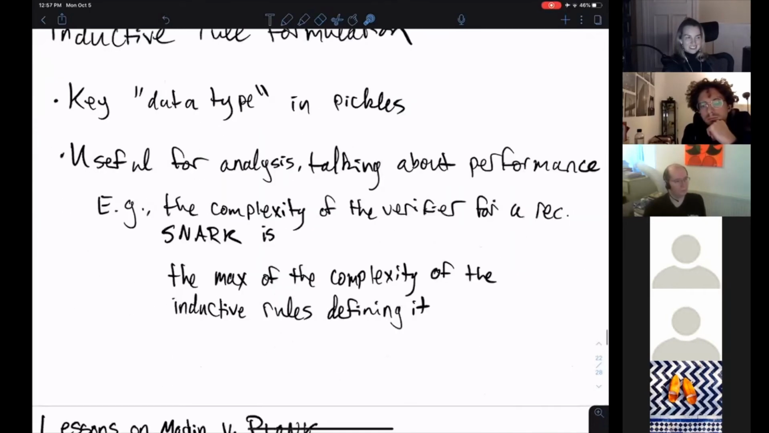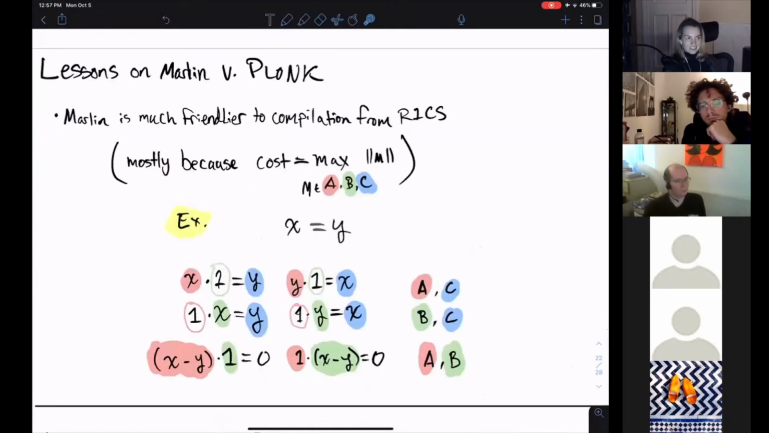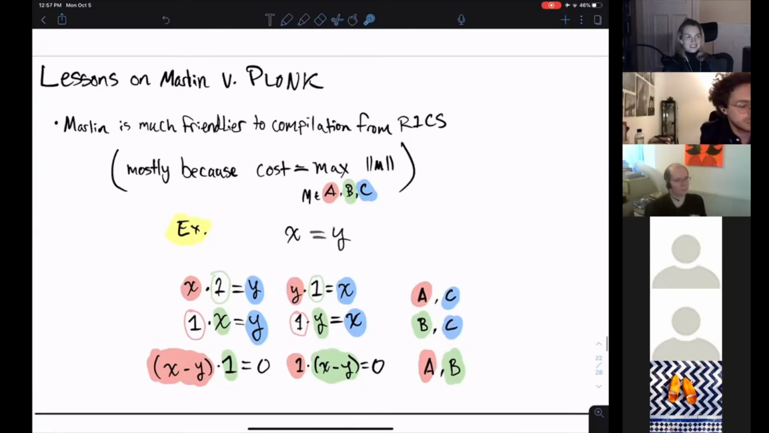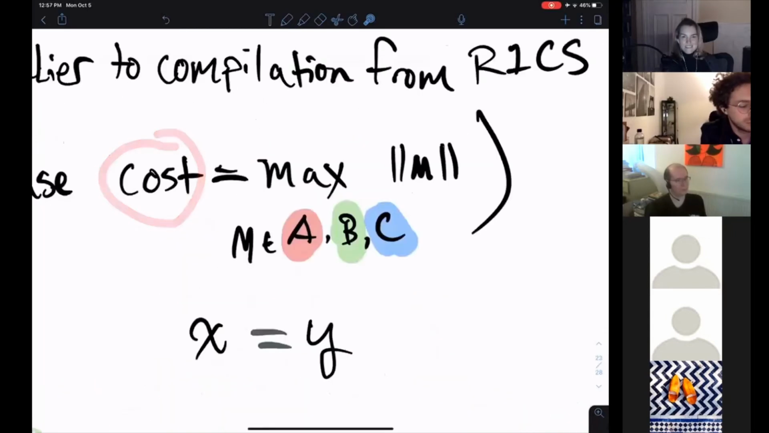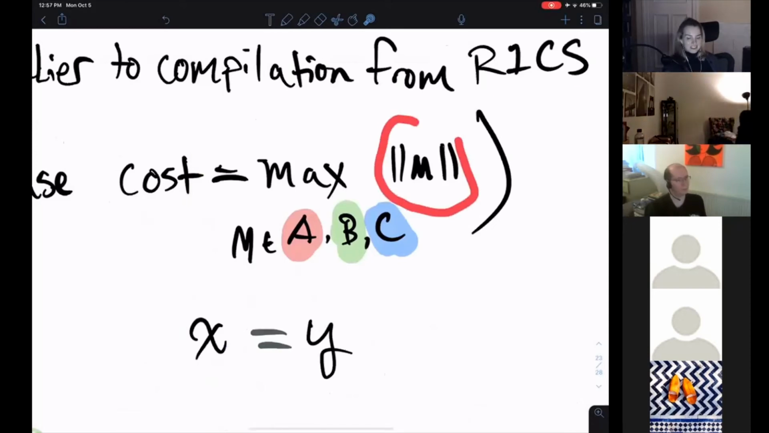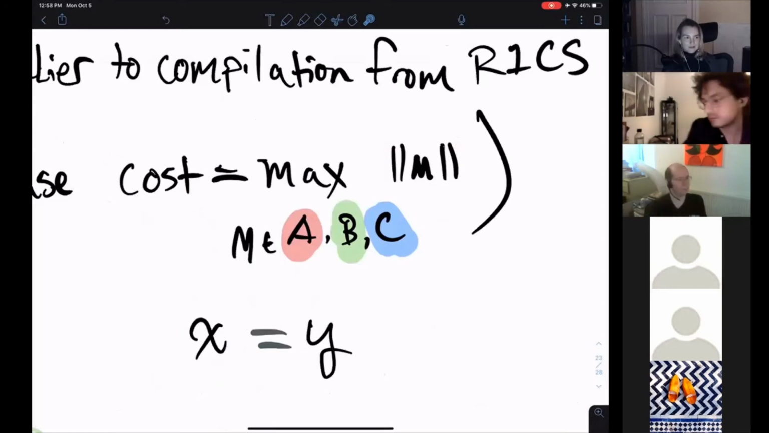So we used to use Marlin instead of some kind of Plonk system as our underlying proof system. And I just wanted to share, for the benefit of others, some lessons on what was good about Marlin and what's good about Plonk. Marlin is, I think, much friendlier to compilation from R1CS, and the reason for that is that in Marlin, the cost for the prover is the maximum over your 3 matrices, A, B, and C, of the number of non-zero coefficients in that matrix. Okay? People know what I'm talking about? I know Pertush is here at least, so at least Pertush knows what I'm talking about.